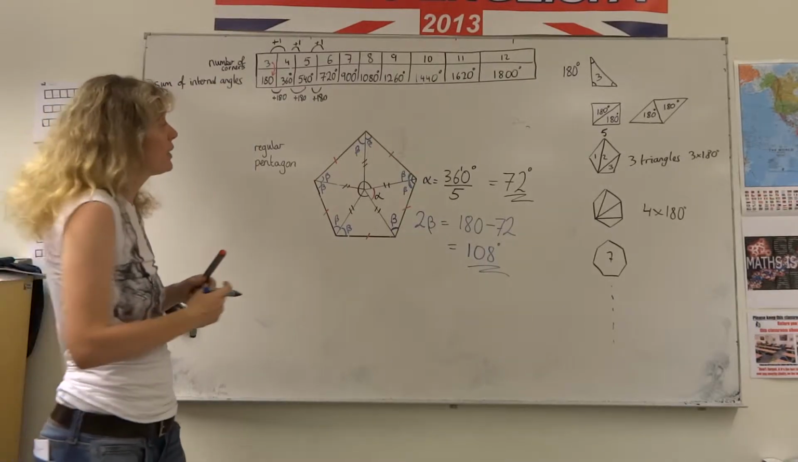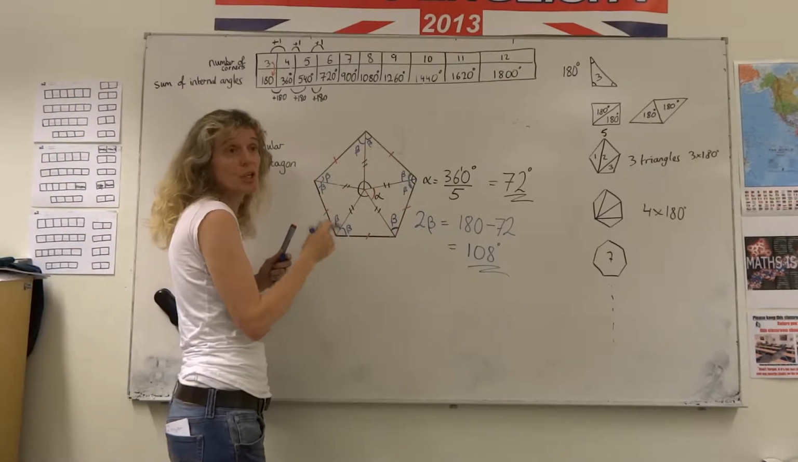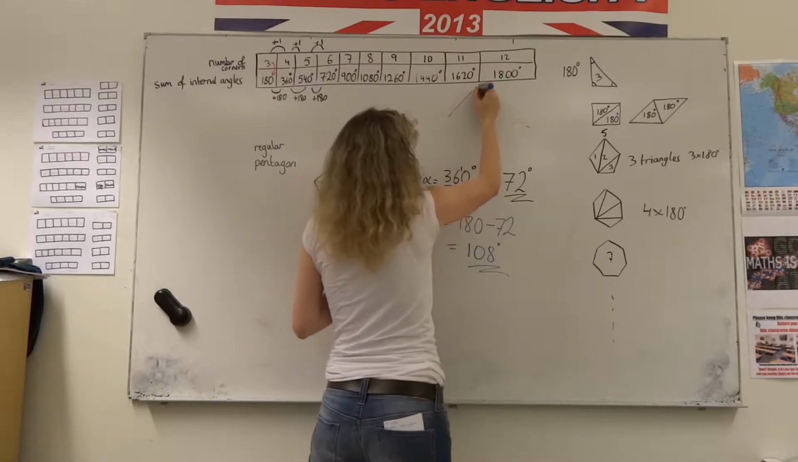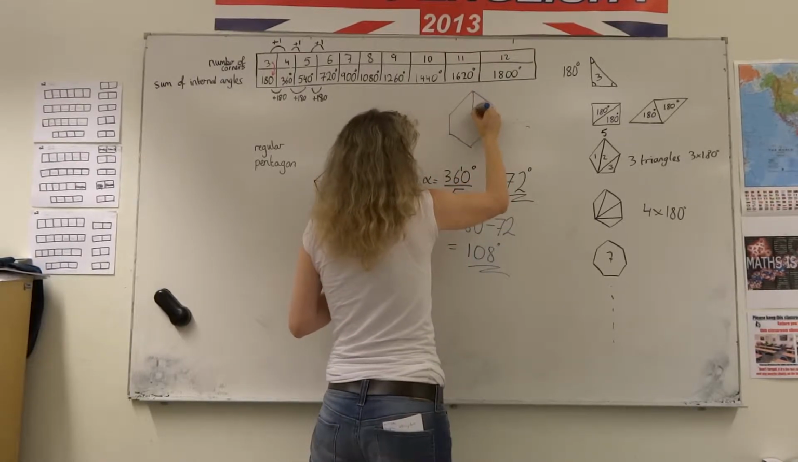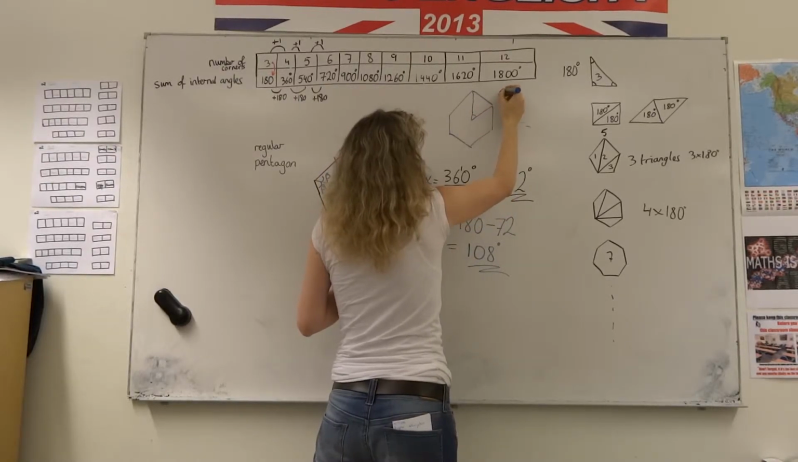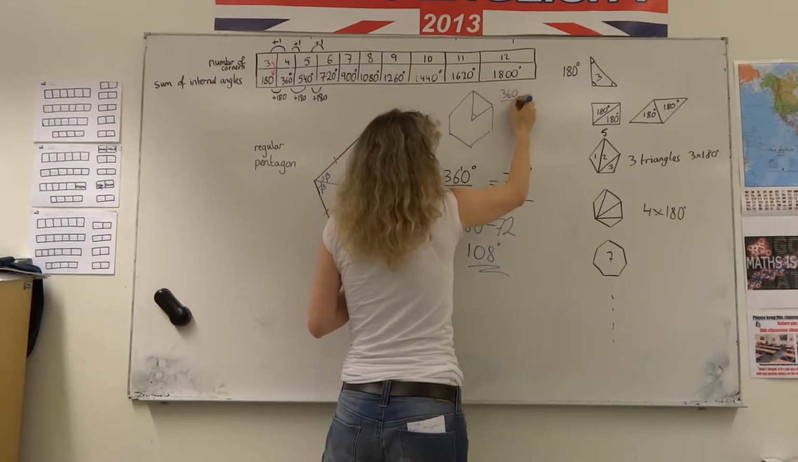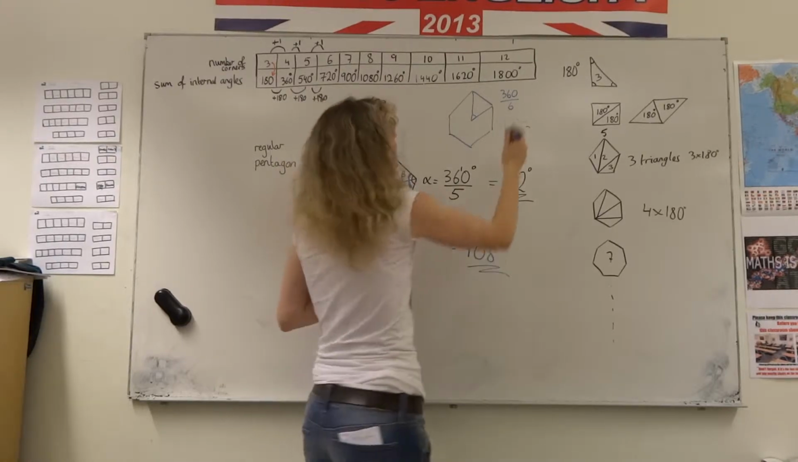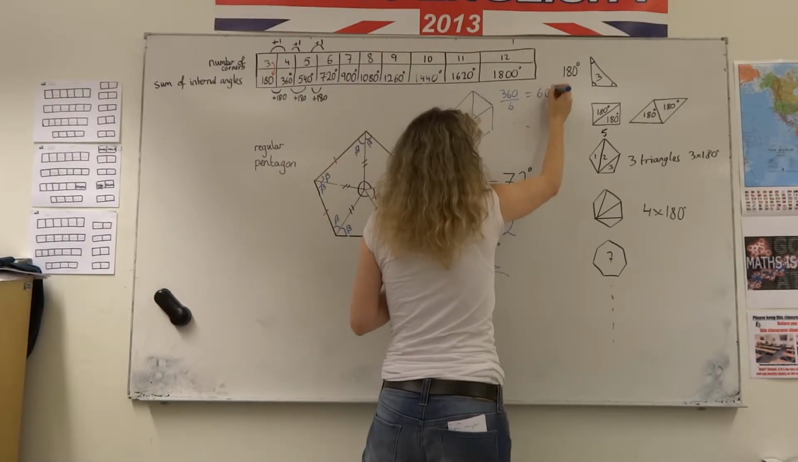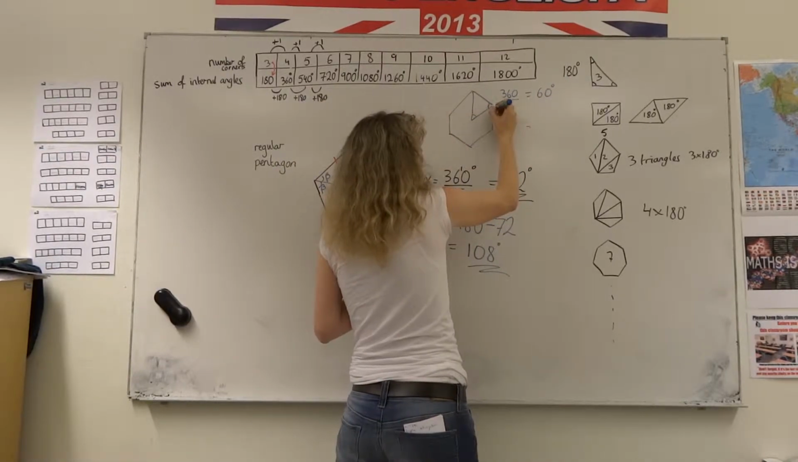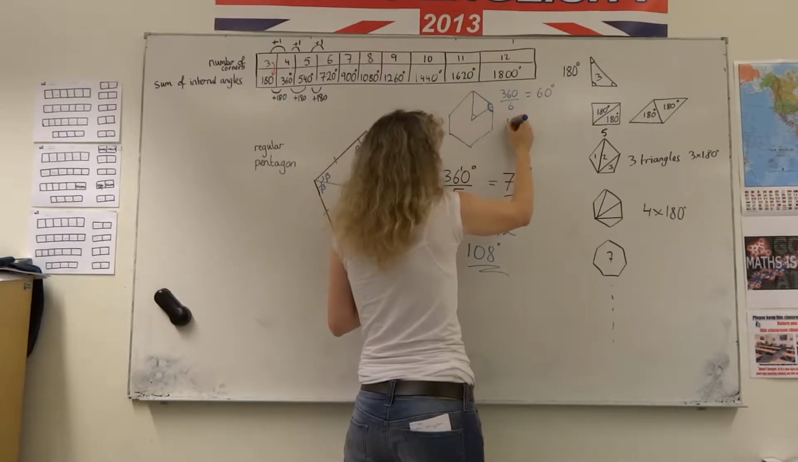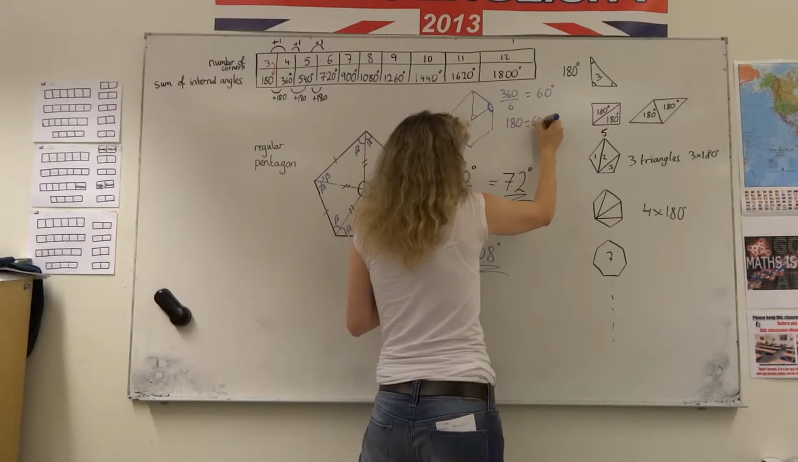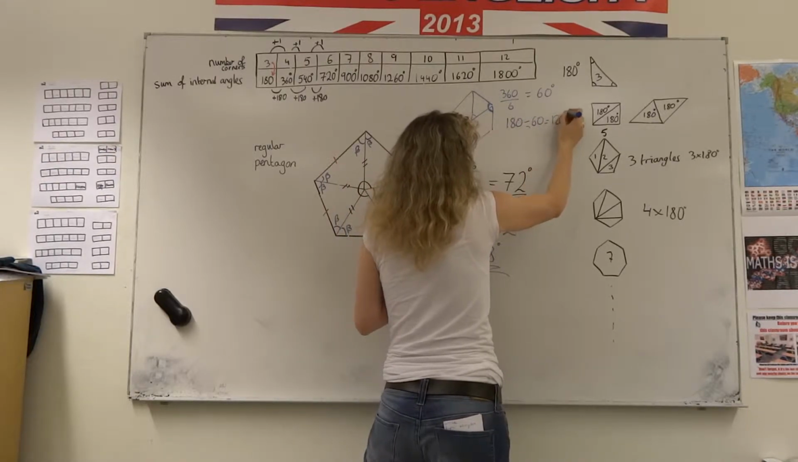So what you'll see when you're doing any sort of internal shape, and you'll get the same thing here with a hexagon, your internal angle here will be 360 divided by 6, which will give you 60 degrees. And your external angle, the internal angle here of 2 triangles outside, will be 180 minus 60, giving you 120 degrees.